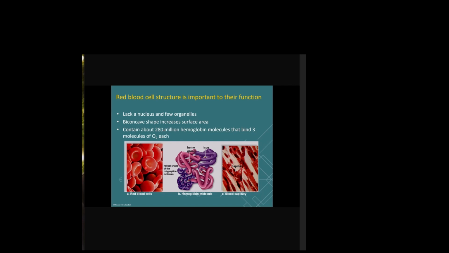So you can see now that this structure here, the roundness, makes it able to move through the blood vessels easily. The lack of a nucleus makes it able to hold a large number of hemoglobin molecules, both making the cell very efficient as a carrier and very efficient at moving through the blood vessel.